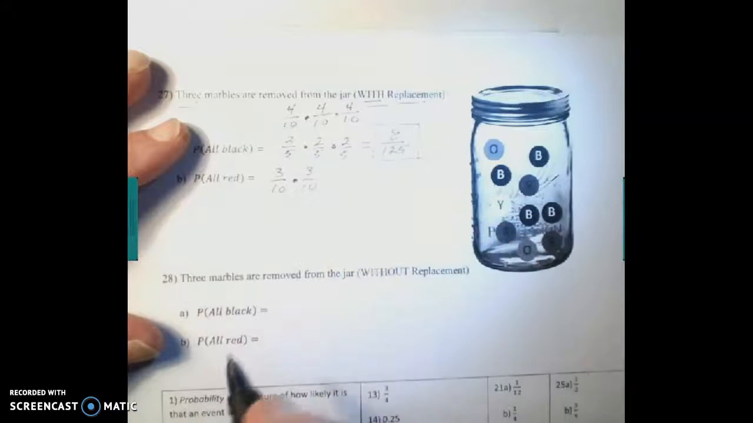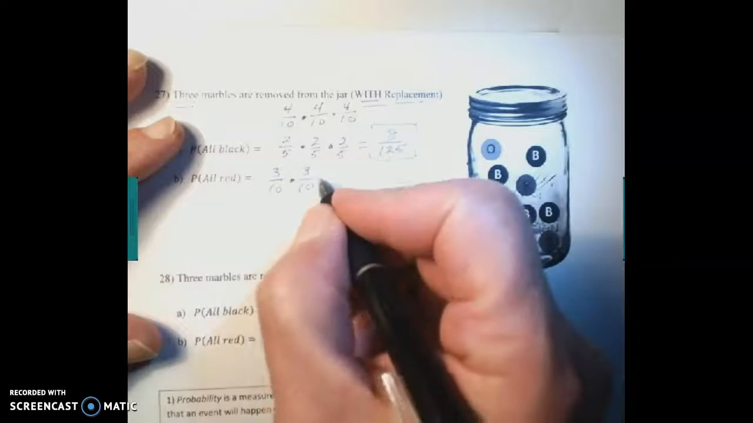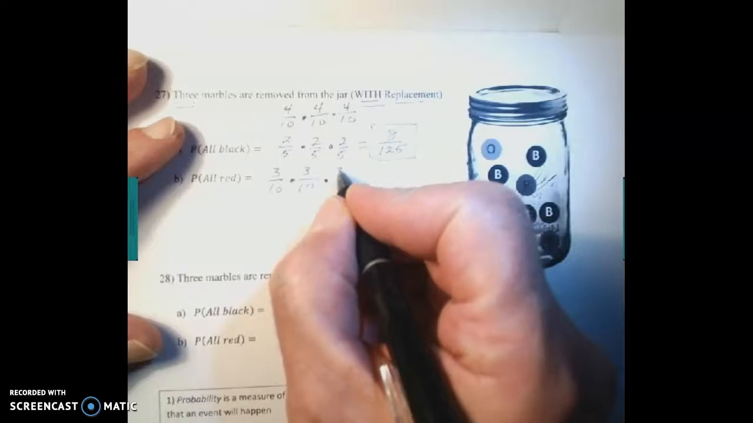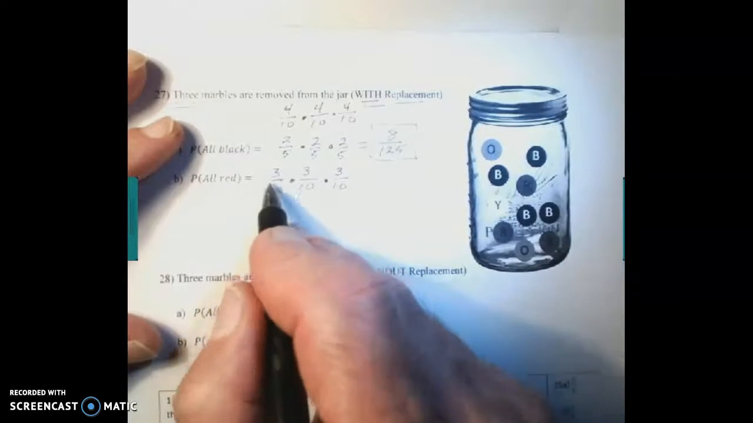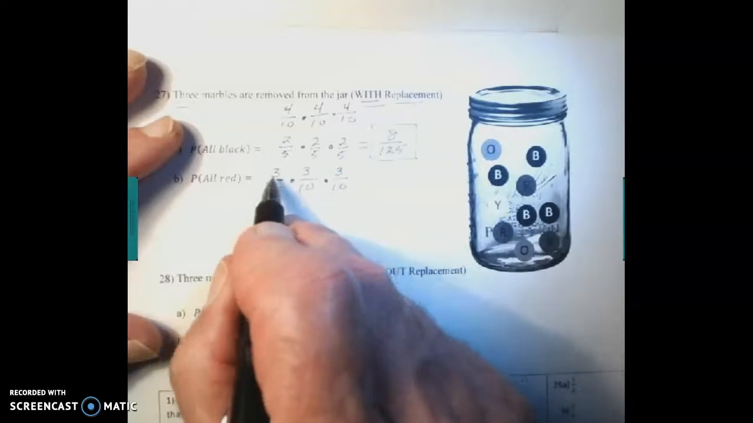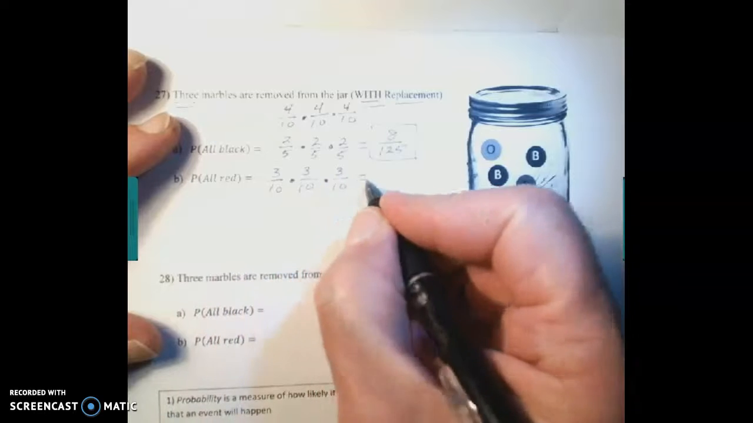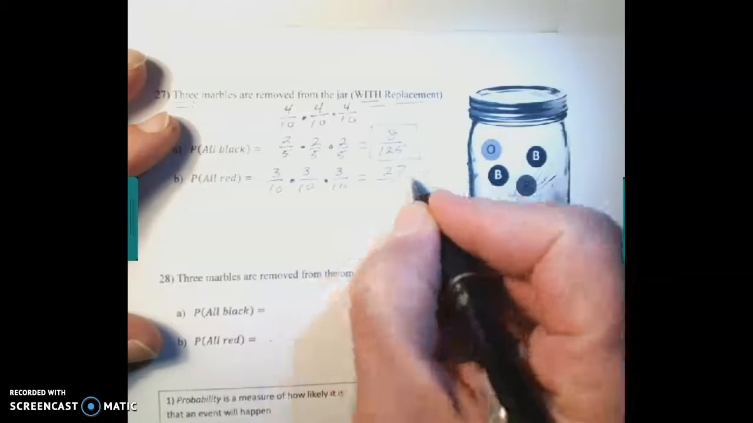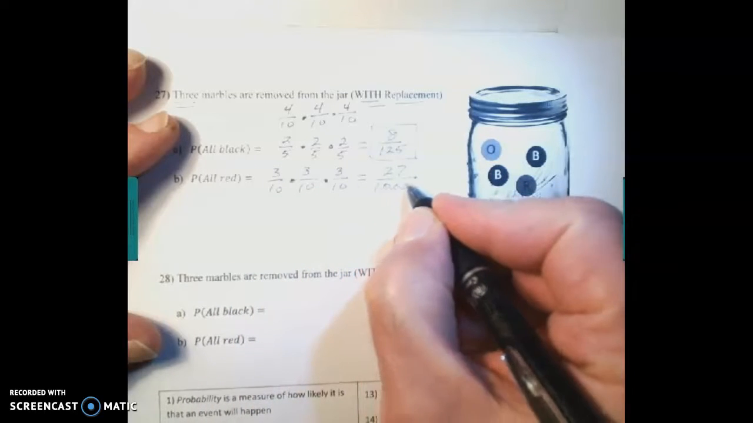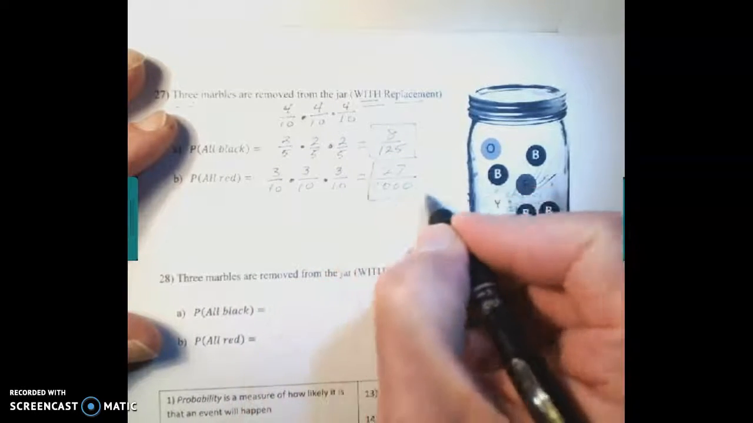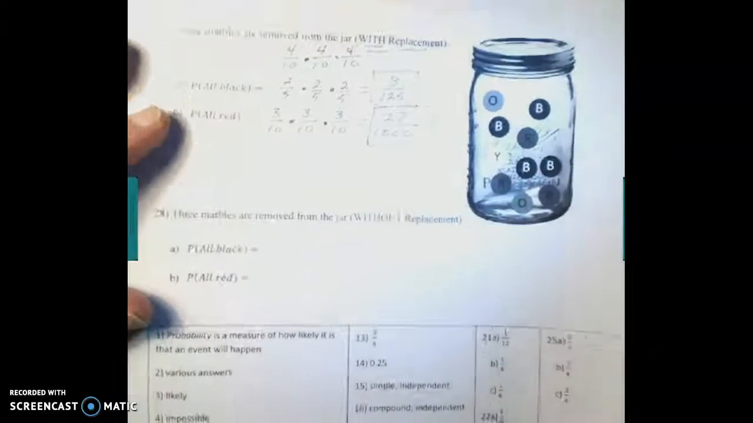And again, you're going to put that back in before you reach in for a third marble, and when you reach in for the third marble, it is still the same situation. 3 favorable out of 10 possible. There's nothing that you can reduce, so just multiply numerators times numerators. 3 times 3 is 9, times 3 is 27 favorable outcomes over 10 times 10 is 100, times 10 is 1,000. 27 out of 1,000 is the chance of getting all 3 red marbles.